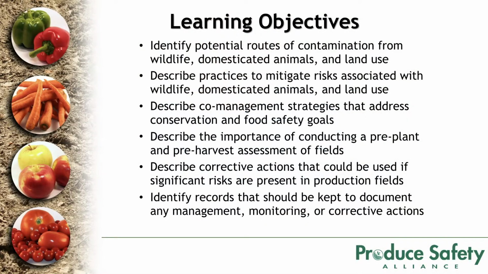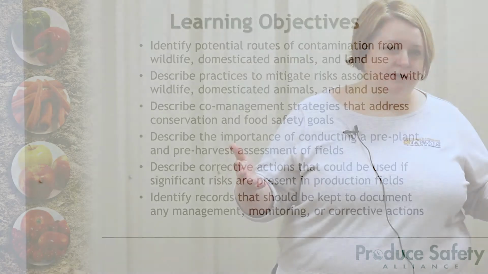Describe the importance of conducting a pre-plant and pre-harvest assessment of your fields as far as land use as well as animal intrusion goes. More importantly, if something does happen, what are the things that you need to do to correct for them? So we call those corrective actions. It's typically the term that's associated with that. That you could use if you find something like an animal intrusion into your field, you see a lot of animal activity, what should you be doing to respond to that?